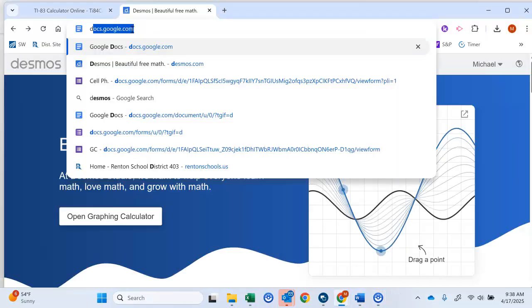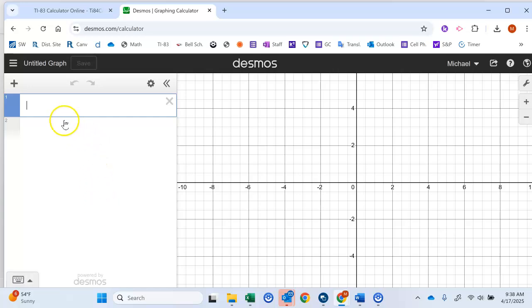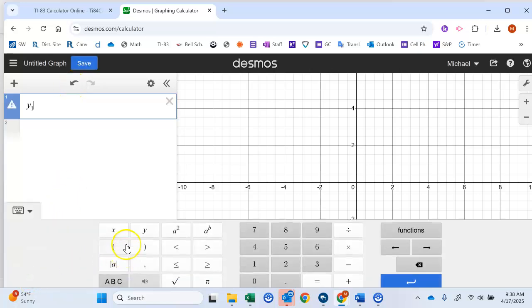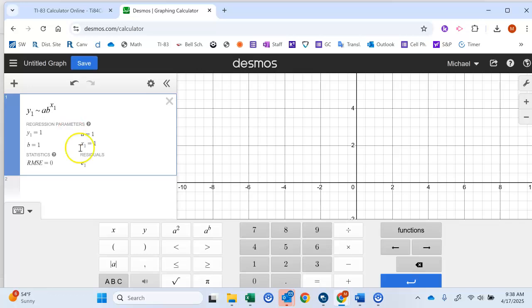Okay, so go to desmos.com, click open graphing calculator, and now I'm going to put in the regression equation for an exponential model. So that's going to be y1, then the squiggly line, right? That should be on your keyboard, right next to the 1, to the left of it. So that would be shift squiggly line. It's going to be a times b to the power of, the power is above the 6, shift 6, x1, okay? So that's the equation right there.